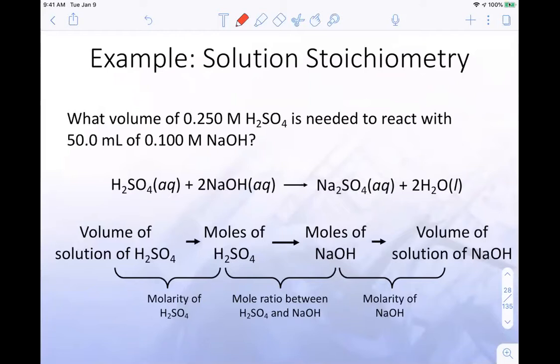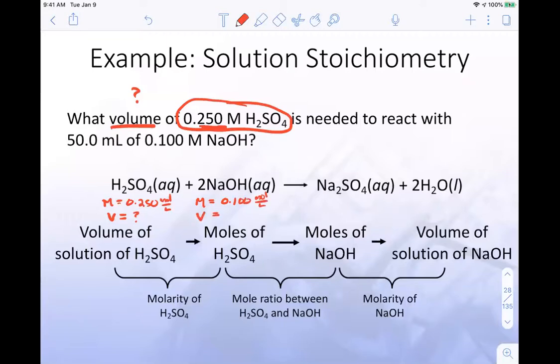So here's an example. What volume of H2SO4, now here I have a molarity, is needed to react with 50 mL of 0.100 molar sodium hydroxide? So I know that my molarity is 0.250 moles per liter. The volume is what I'm trying to find. I know that my molarity of sodium hydroxide is 0.100 moles per liter, and I know the volume I use in this reaction is 50 milliliters.